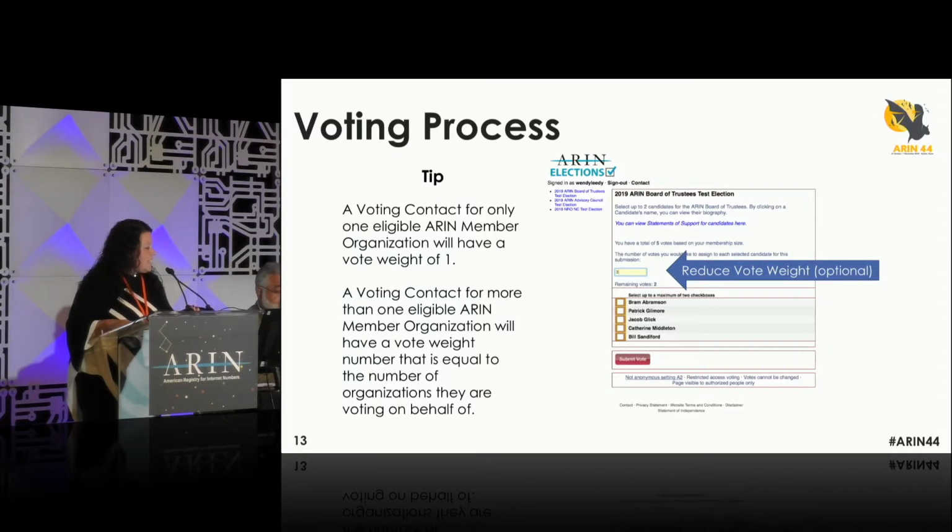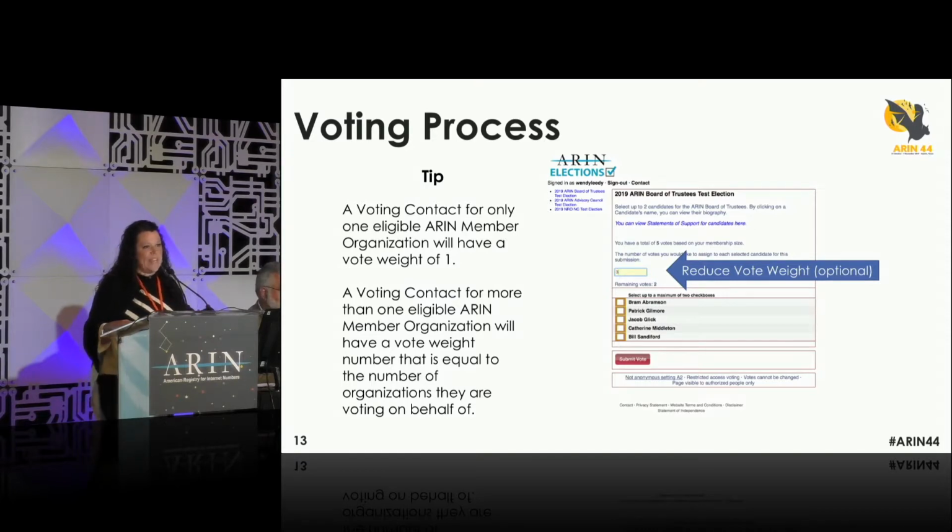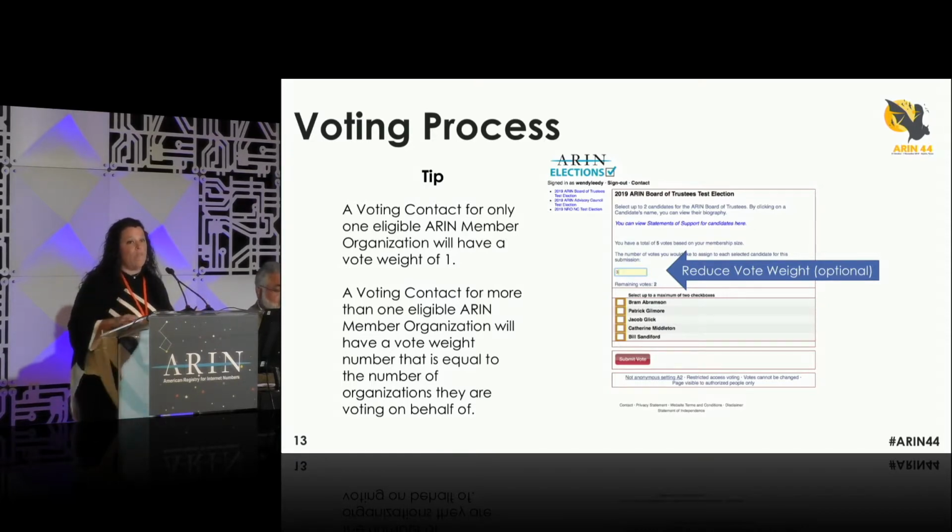The voting process. Just a tip, a voting contact for only one eligible ARIN member organization will see a vote number or a vote weight of 1. That is typical for the majority of our eligible voting contacts. A voting contact for more than one eligible ARIN member organization will have a vote weight or a vote number greater than 1. On the screen that you see here with the arrow, reduce your vote weight is optional. Again, if you only have a vote weight of 1, that will not change. You will want to go ahead and select your candidates and submit your vote.